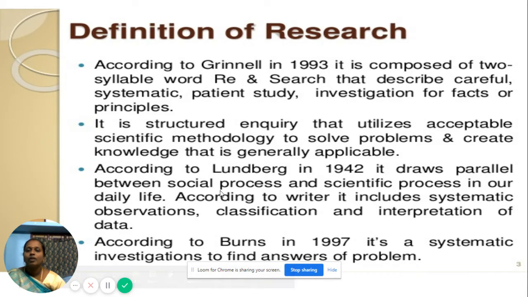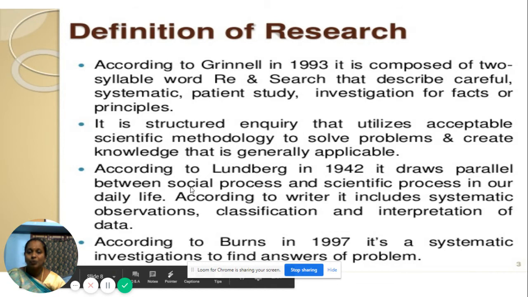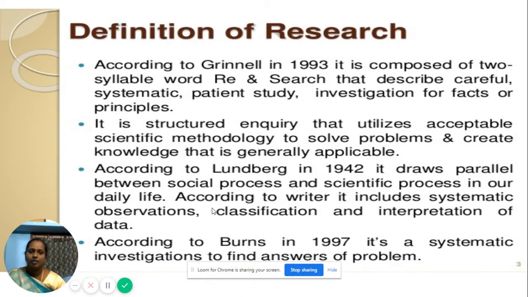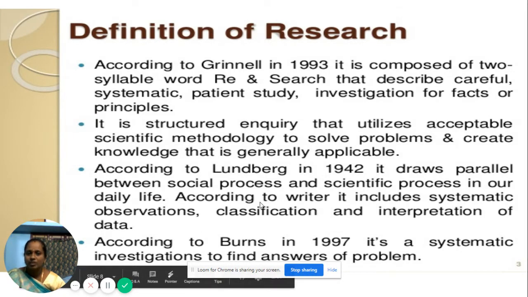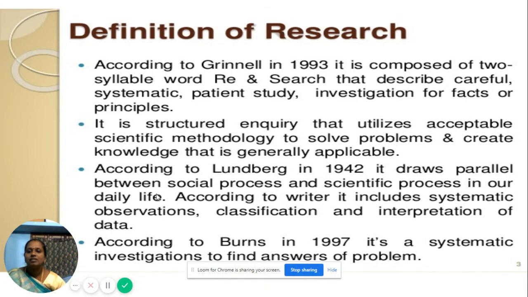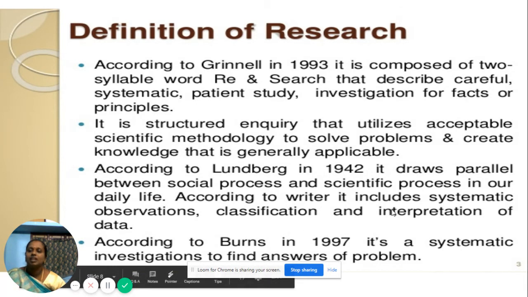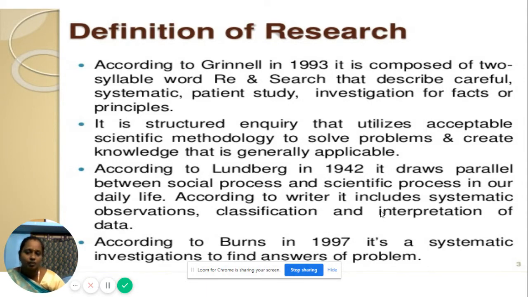Another writer, Lundberg, 1942, described research as a social process and scientific process of daily life. According to the writer, it includes systematic observation, classification, and interpretation of data. Systematic observation is not ordinary observation; observation means looking deeply. Then you classify the data and interpret the data. That is known as research.